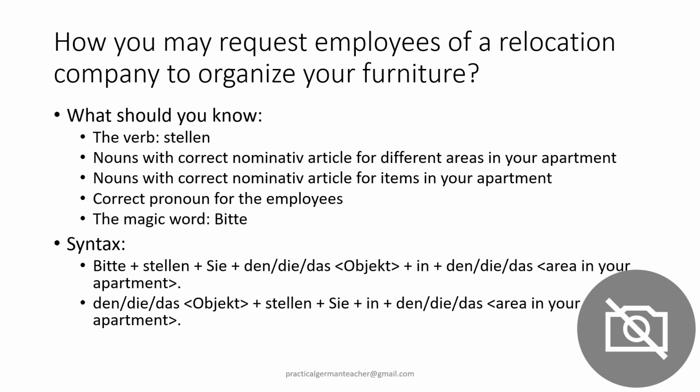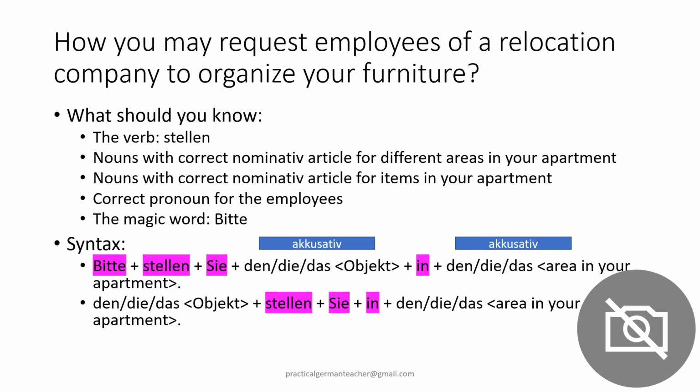So this is the syntax that you may use to frame instructions. Please do not worry if they look complicated. It is actually quite simple. Focus on the first sentence and only the highlighted words. You start with the word bitte, then you use the verb stellen, then the next word is the personal pronoun you use for employees, then you mention the object of furniture, then the preposition in, followed by the corresponding room in your apartment. Please remember 2 more rules. The article of the object as well as the area in your apartment must be in accusative form for this particular sentence.